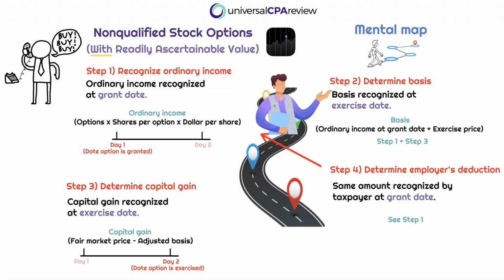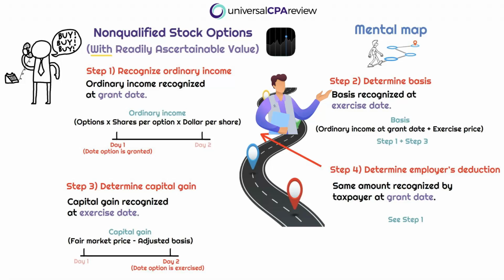Okay, so the next step in our mental map is determining basis. Basis will be important when we exercise these options because exercising the options will result in a capital gain, obviously assuming that the market price is higher than the option price, which is likely the only reason why Dan would exercise them. So we're going to determine the basis in this case by taking the total exercise price and adding that ordinary income that we calculated and recognized as of the grant date.